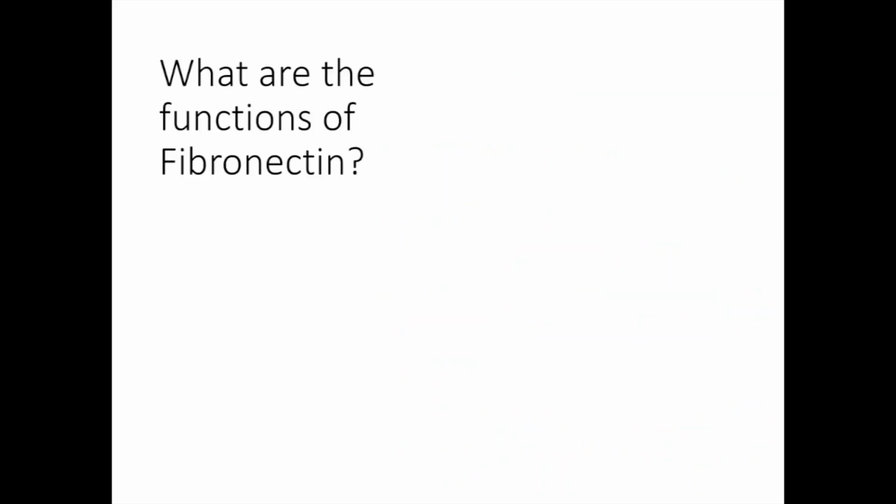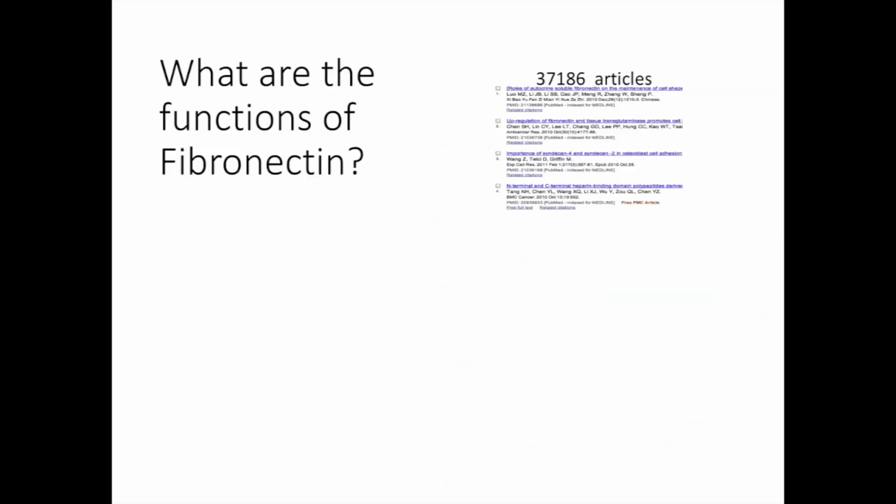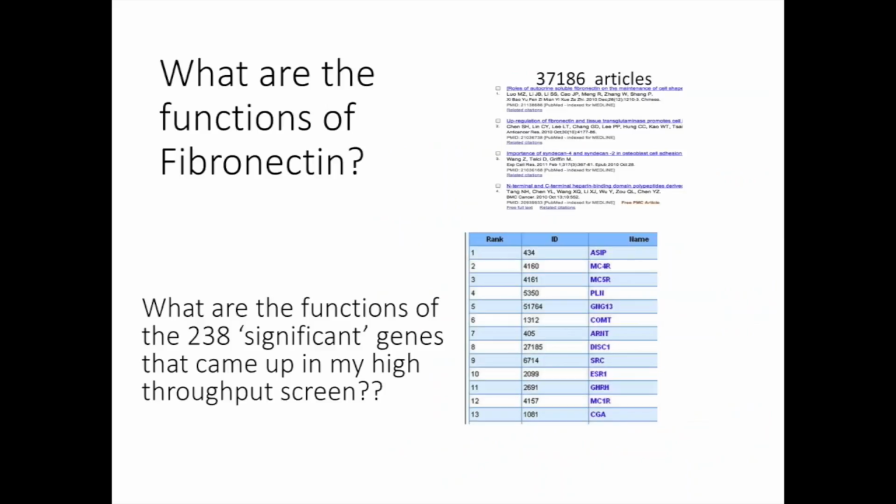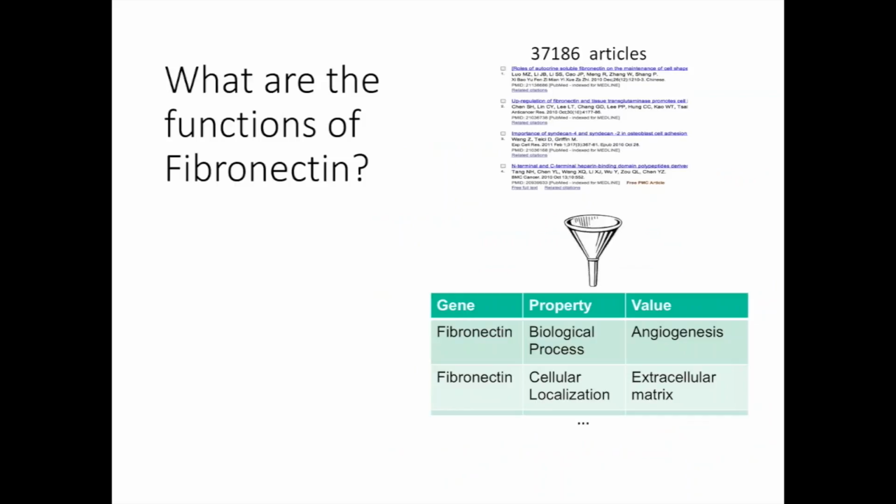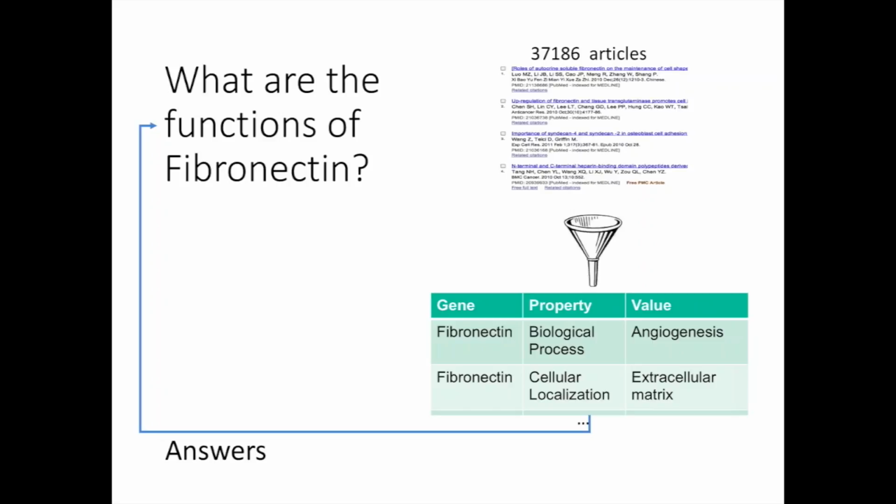And you are going to want to use knowledge to answer questions like this: what are the functions of fibronectin, which is a gene? You could go there and read through those articles, and you could, in principle, answer that question after quite a while. But what happens when your high throughput screen results in a list of 238 genes, none of which you've heard of before, and you have to answer the same kind of questions about them? All of a sudden, it becomes almost impossible to do it that way. So what you obviously need is a way to translate that text into answers to that question.